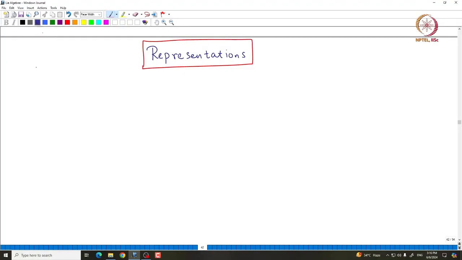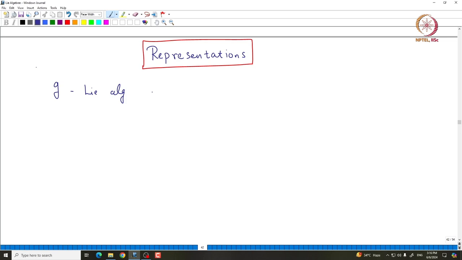Welcome back, everyone. In this lecture, we will see the definition of representations of Lie algebras and some basic properties of it. One of the most important algebraic problems related to Lie algebras is classifying all representations of a given Lie algebra. So, in simple terms, we want to classify all the Lie algebra homomorphisms from G to GLN. Let us say G is a given Lie algebra.